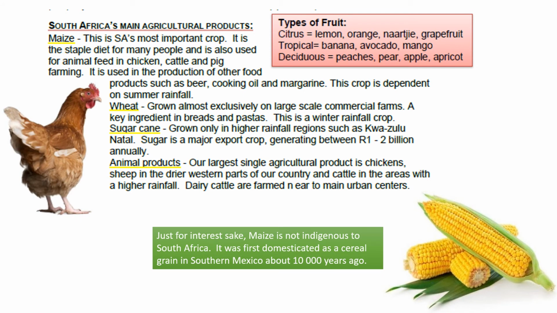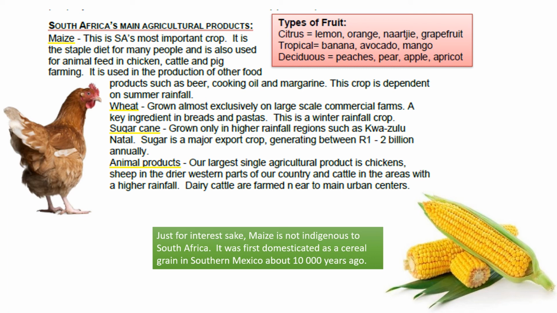South Africa's main agricultural products: our biggest and most important crop is maize because it's a staple diet for a large portion of the population. It's also used for animal feed for chickens, cattle, pigs, and so on. It's used in the production of other food as well, such as beer, cooking oil, and margarine, and it is a summer rainfall crop. Wheat is grown exclusively on large-scale commercial farms. As I said previously, it's a winter rainfall crop, so Western Cape.